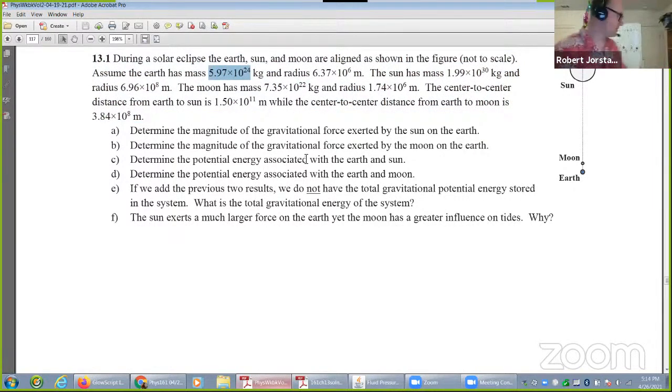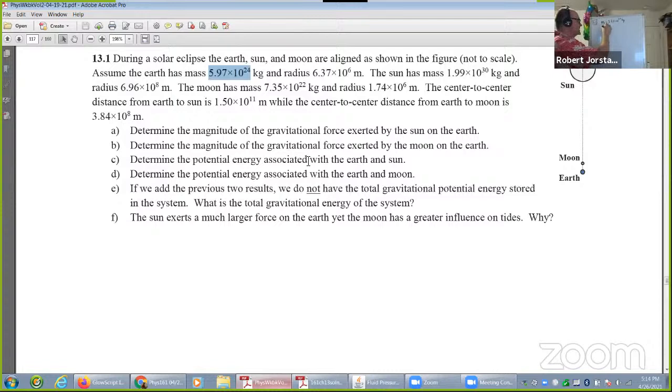All right. So I'm going to write some stuff down really quick. 13.1. Mass of the Earth: 5.97 times 10 to the 24th, I think, right? Let me check. Yep.